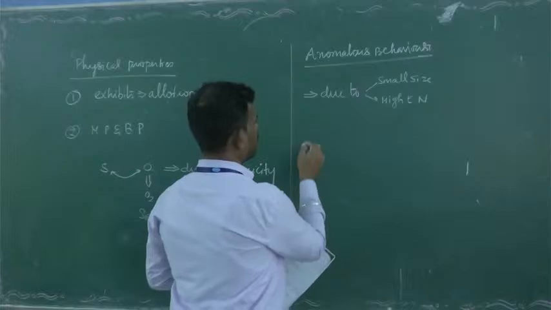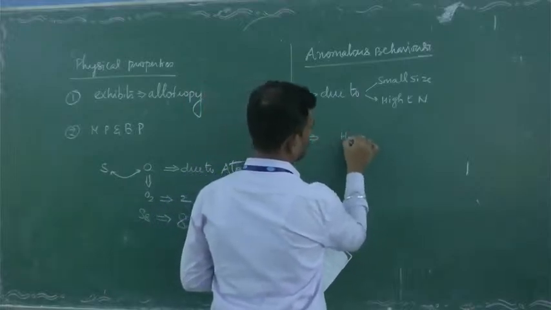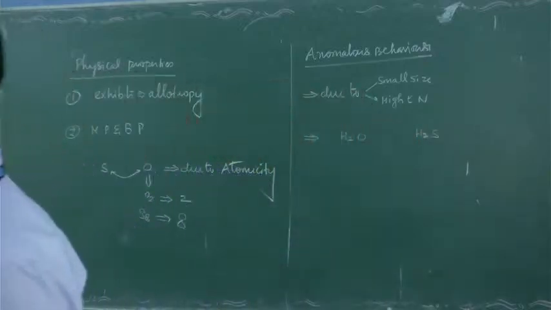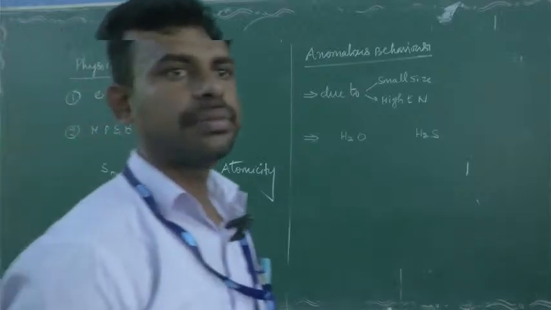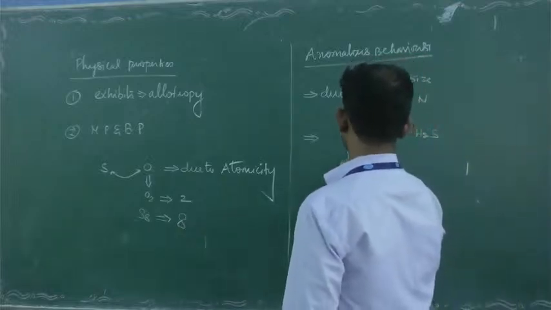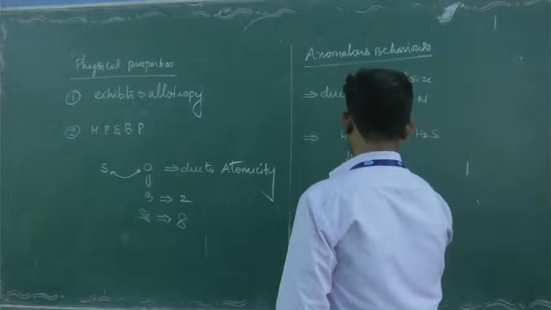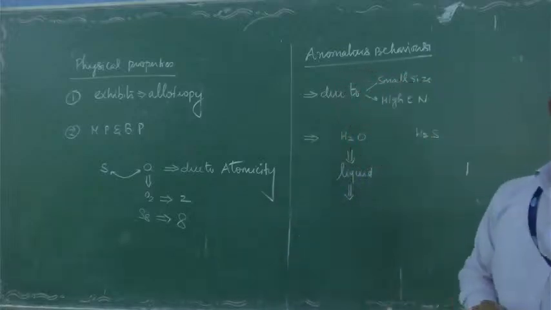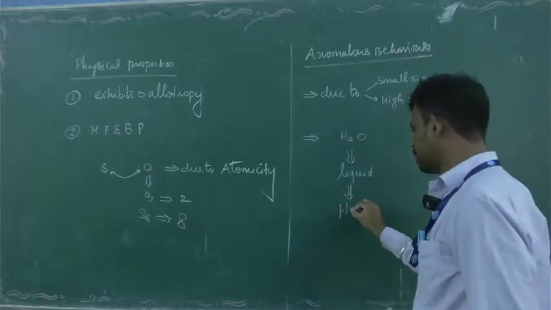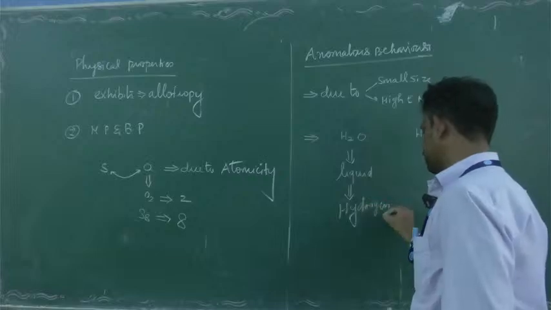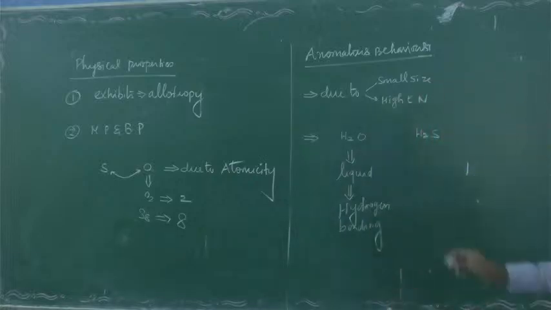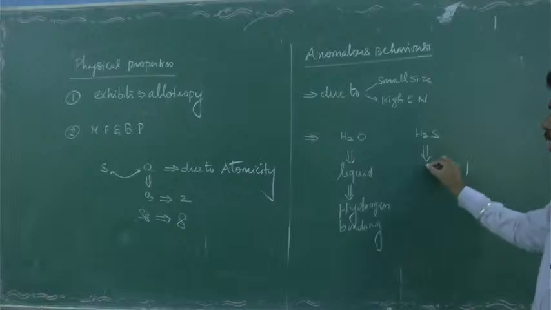First anomalous behavior: when you compare H2O and H2S. So H2O, what is the physical state? Liquid. It is liquid because of hydrogen bonding. Please note this point. Hydrogen bonding and liquid exists. Whereas H2S is going to be a gas.